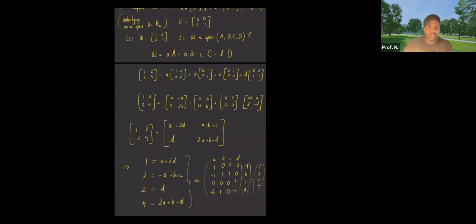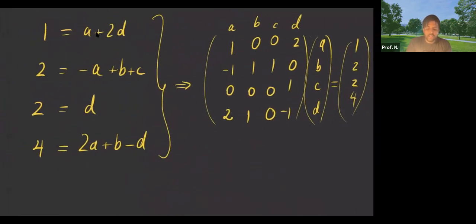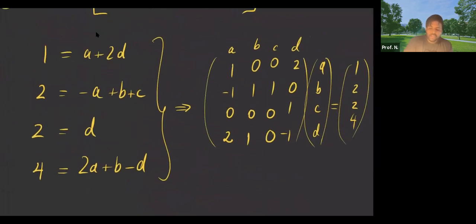And now the question of whether or not this matrix W is in the span of A, B, C, and D boils down to solving a system of equations using a matrix equation and asking the question, is this matrix invertible? That's what it boils down to. If this matrix is invertible, what's true? If this matrix is invertible, then a solution exists to this equation. We know what A would be, what B would be, what C would be, what D would be.